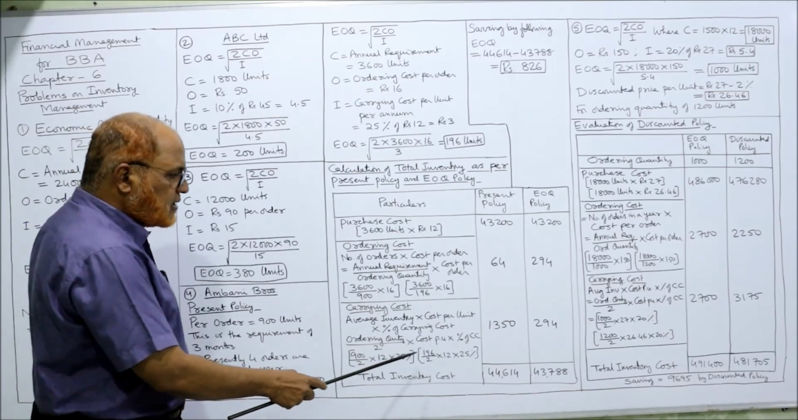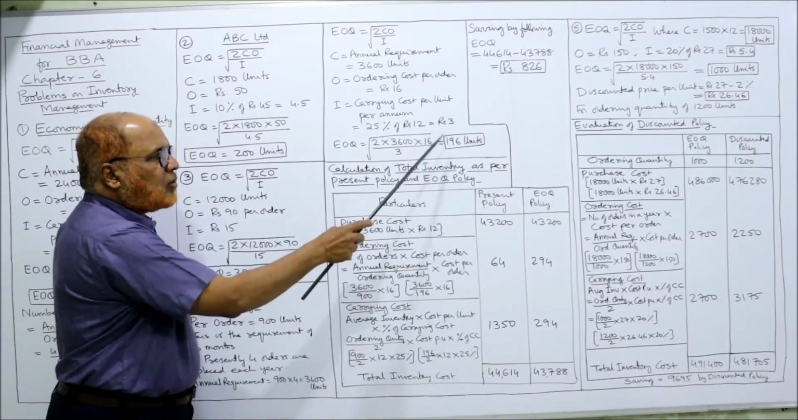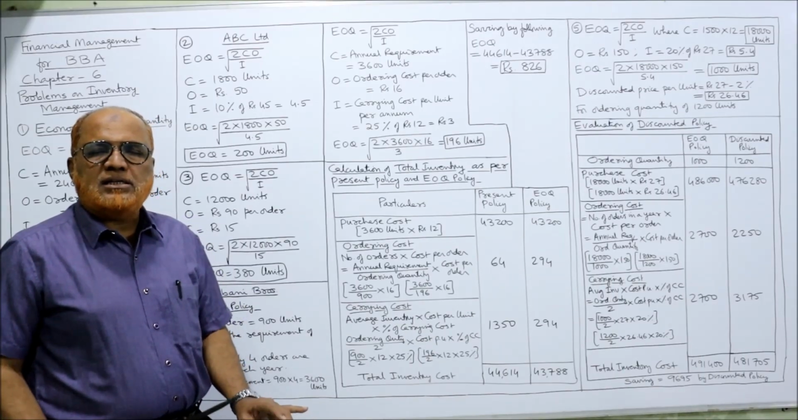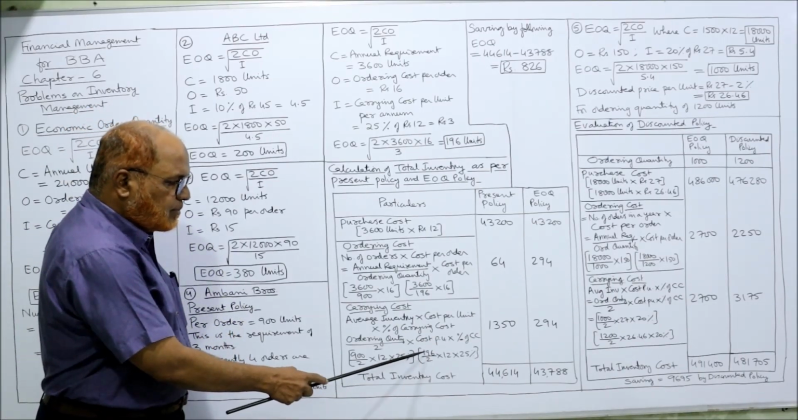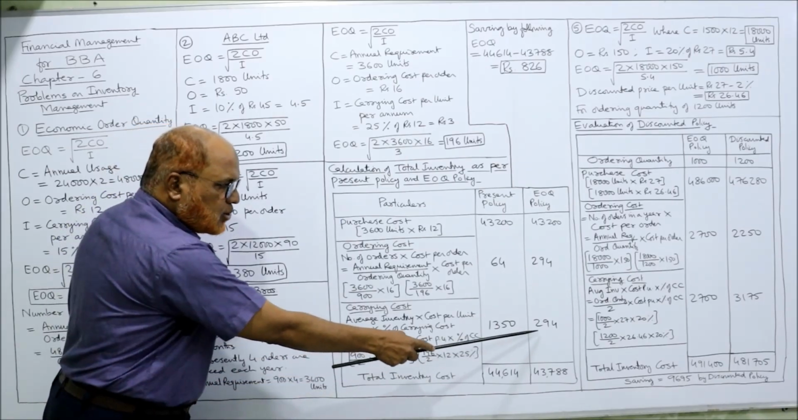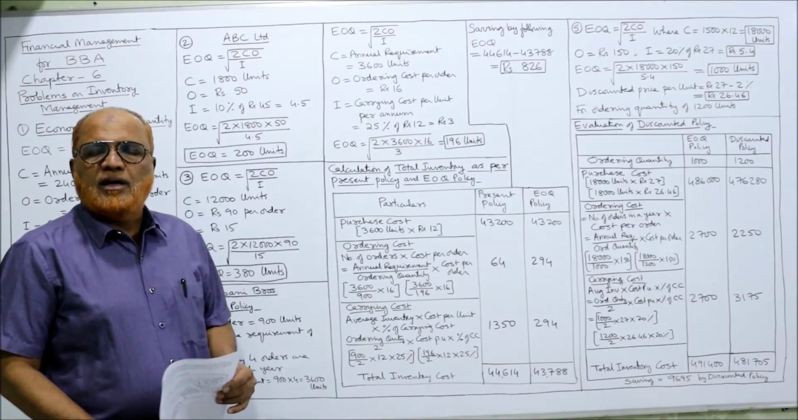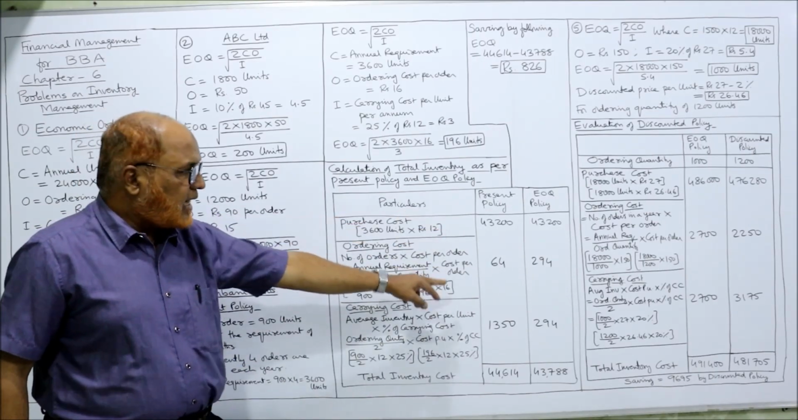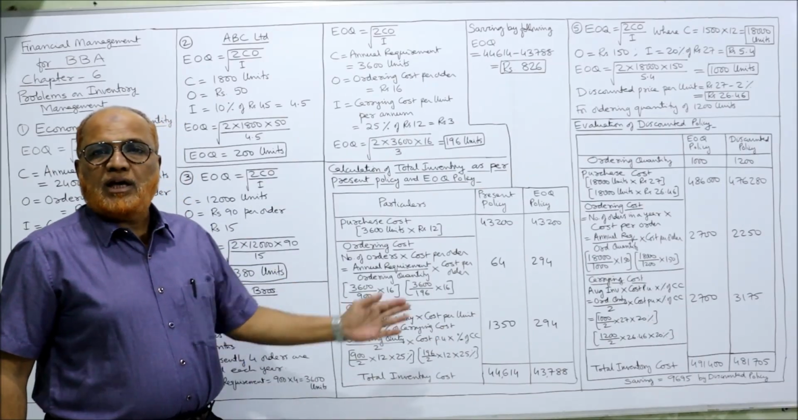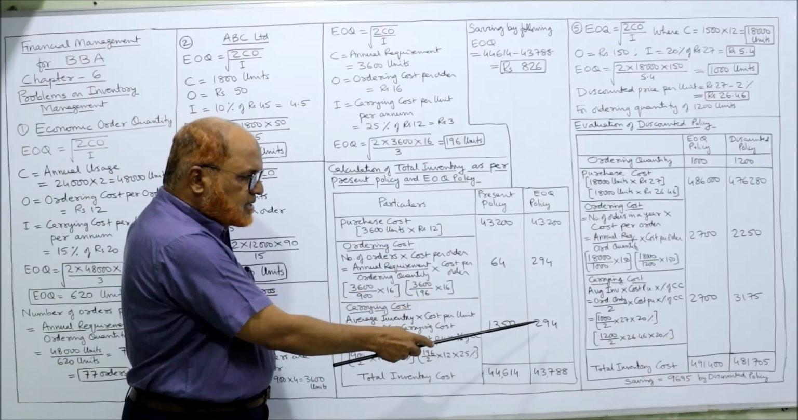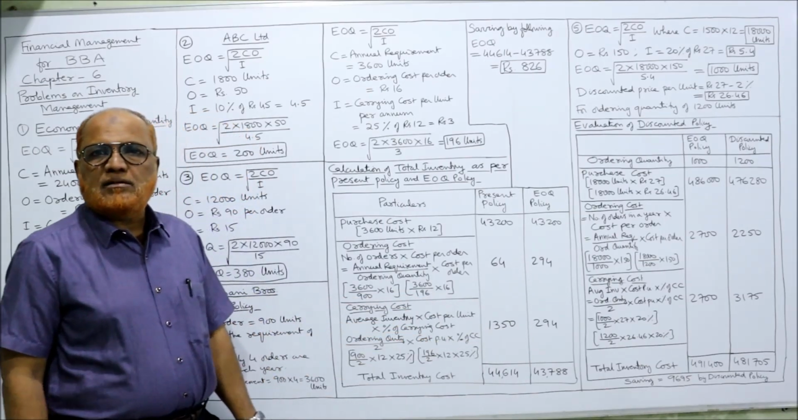In the EOQ policy, 196 is the ordering quantity. Ordering quantity is only 196. So 196 by 2 into 12 into 25%. You will get 295. See here, in the present policy, ordering cost is less, but carrying cost is more. In the EOQ policy, ordering cost is more, whereas carrying cost is very less.